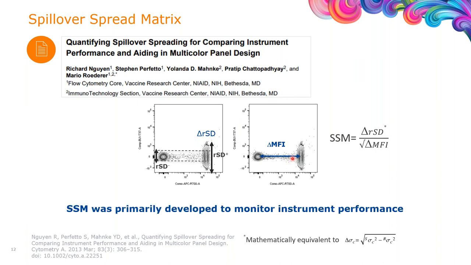And it's really important to understand that SSM was primarily developed to monitor instrument performance. That was the primary role of this tool, to make sure that different instruments from different laboratories are maintaining their performance and they perform equally. If you see variation in the SSM value, that will be an indication that something is going on with the instrument.